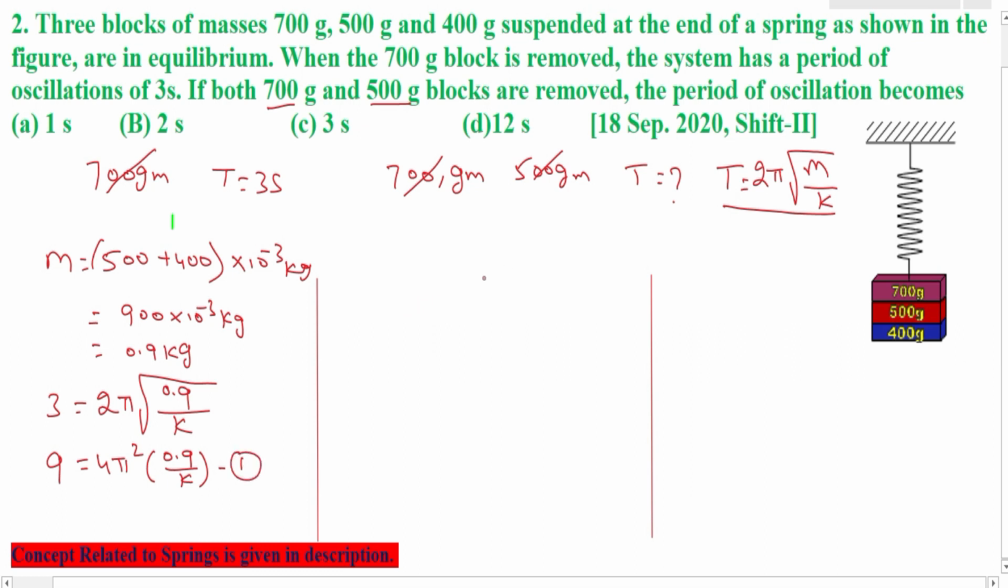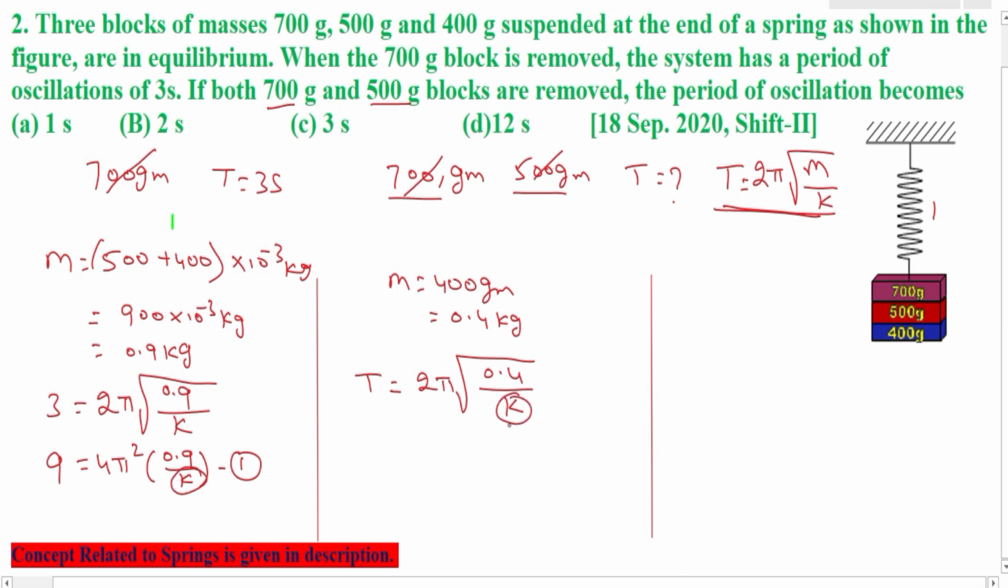Now let us go to case 2 where 700 gram and 500 gram both are removed. Now when both are removed, the only mass that will hang to the spring is m equal to 400 grams. This can be written as 0.4 kg. Now if I use this formula, then what will I get? The time period T, that's what we are supposed to calculate, is equal to 2 pi root m by k. m is 0.4, by k. Since the spring is the same in case 1 and case 2, the value of k will remain same.